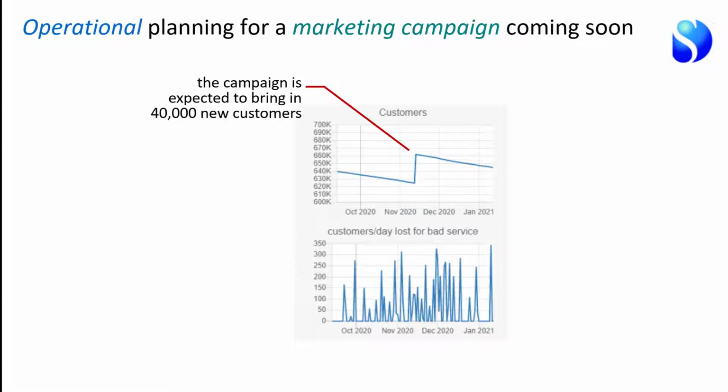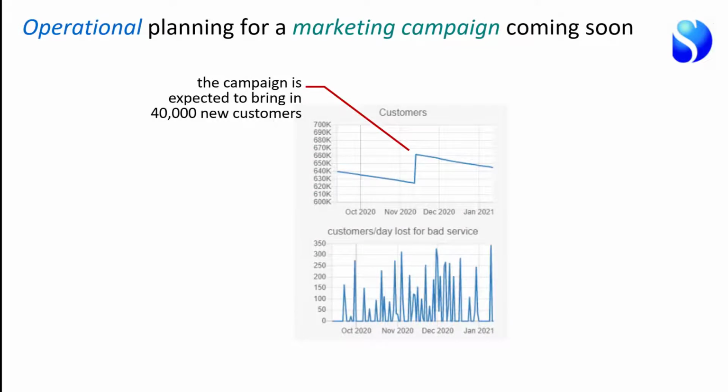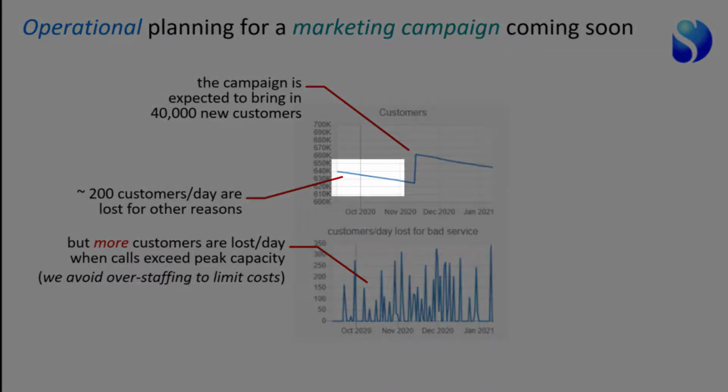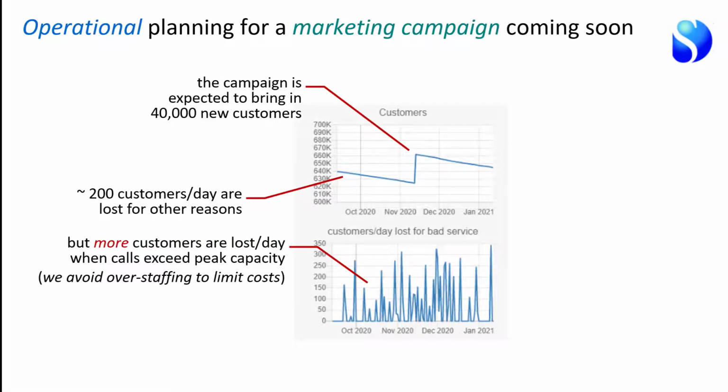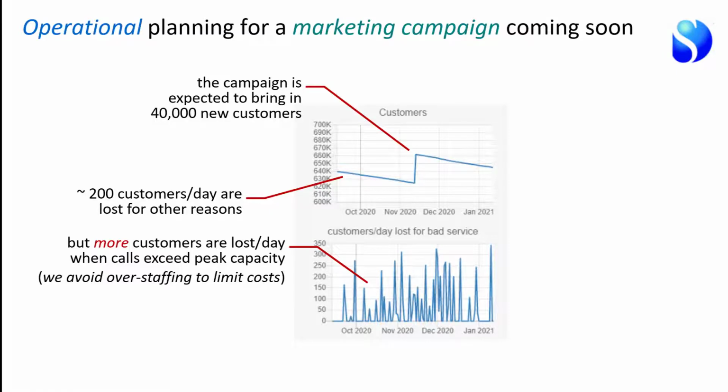So we're looking at an episode which is going to happen shortly, and that is that the marketing department are going to run a campaign that they believe will bring in 40,000 new customers. And you'll notice that except for that campaign, the numbers of customers are actually falling by about 200 per day. But it's a bit more than 200 per day because extra customers are lost each day when calls exceed the peak capacity. Now, why would we allow that? Well, it's very expensive to have enough people employed to handle any possible rate of customer calls coming in.